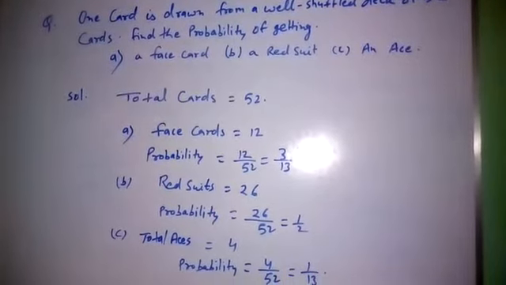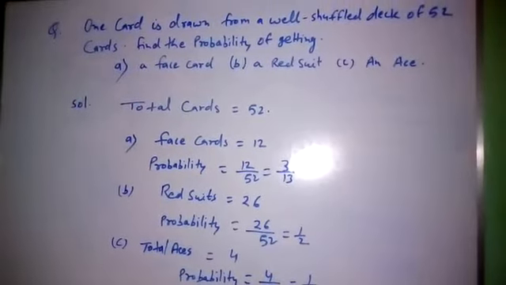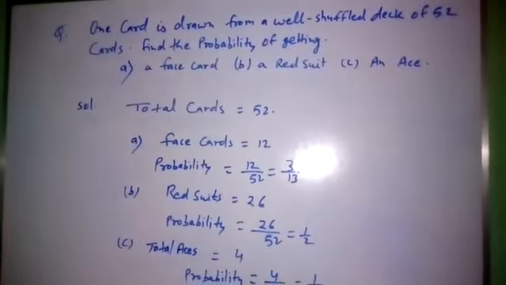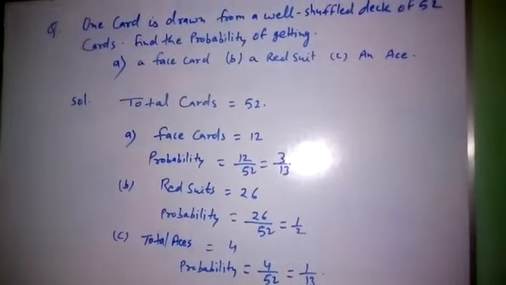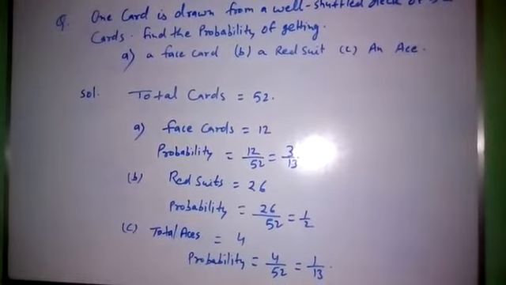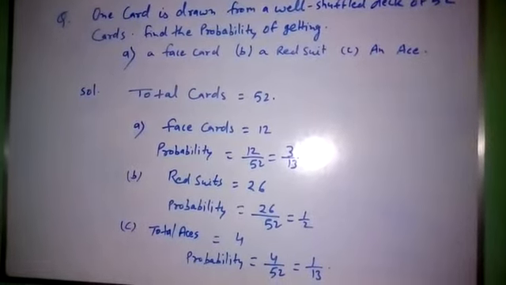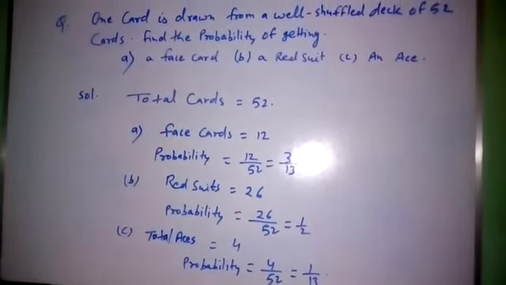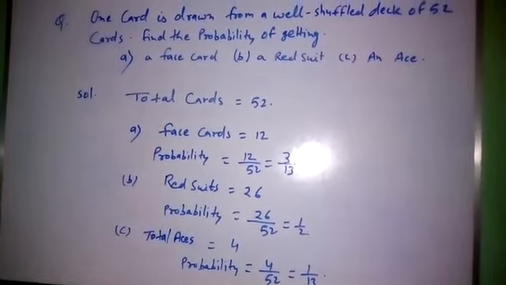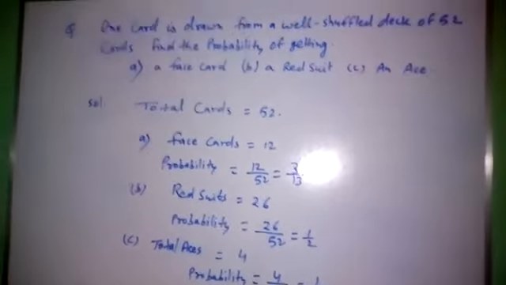And for question number C, as I told you, each card value has 4 suits, so the total favorable outcomes are 4. That is, probability equals 4 by 52, that means 1 by 13. So we will solve the question like this when such questions are given.